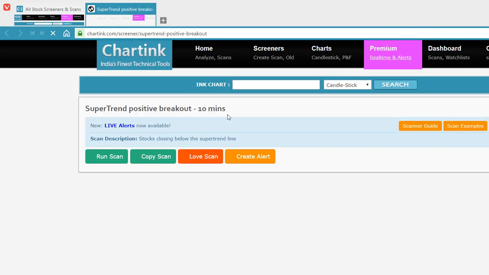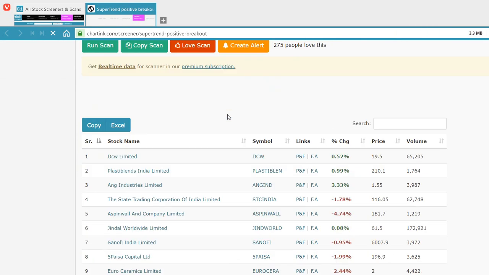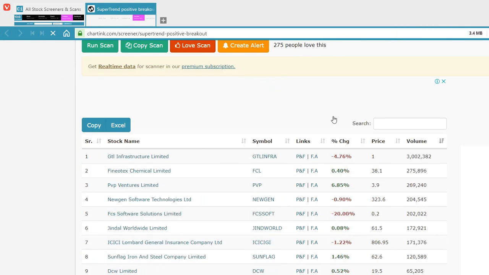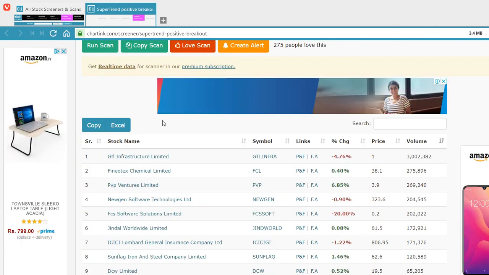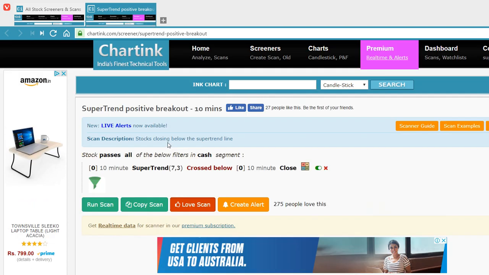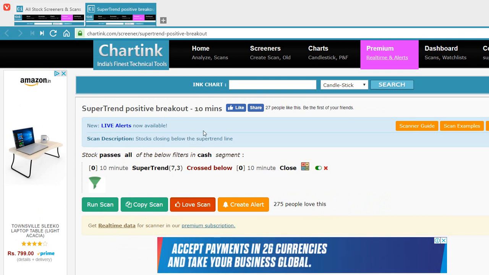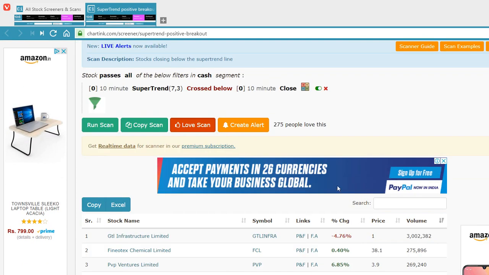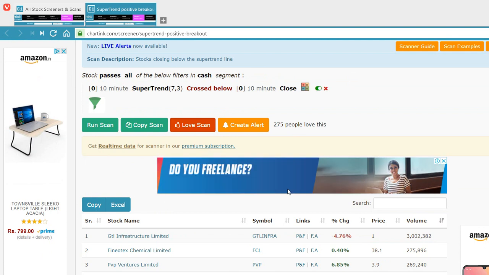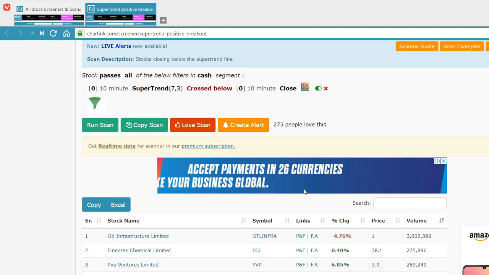If I click on it here, you can see, and again you have to click on the volume so that you will get the stocks which are showing the highest volume. Again, this is based on the super trend 10 minute candle. It will show you the trend. For example, GTL Infrastructure. This is a penny stock, and 4.76% on 1 rupee.